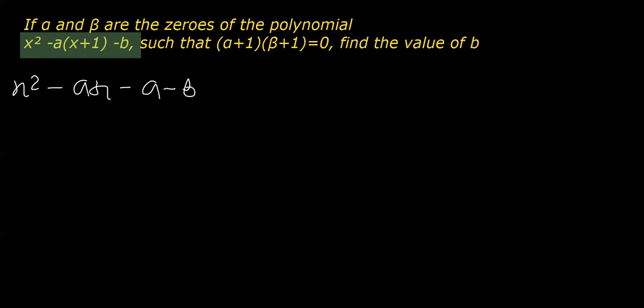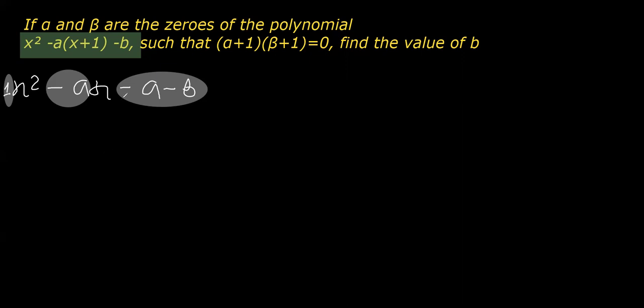minus b. Now, what you should know is that the coefficient of x square is 1, and the coefficient of x is minus a, and the constant term is minus a minus b, right? This is what the coefficient of x square, which is also denoted by a.